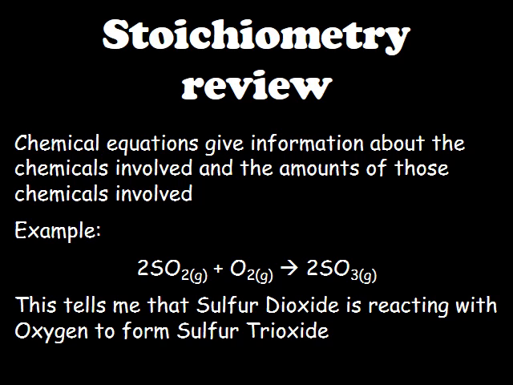So let's just review a bit of stoichiometry. Okay, so chemical equations give us information about the chemicals involved and the amounts of those chemicals involved. So for example here with sulfur dioxide reacting with oxygen to give sulfur trioxide, this equation tells me that sulfur dioxide is reacting with oxygen to form sulfur trioxide, and that 2 molecules of sulfur dioxide react with 1 molecule of oxygen to give 2 molecules of sulfur trioxide.